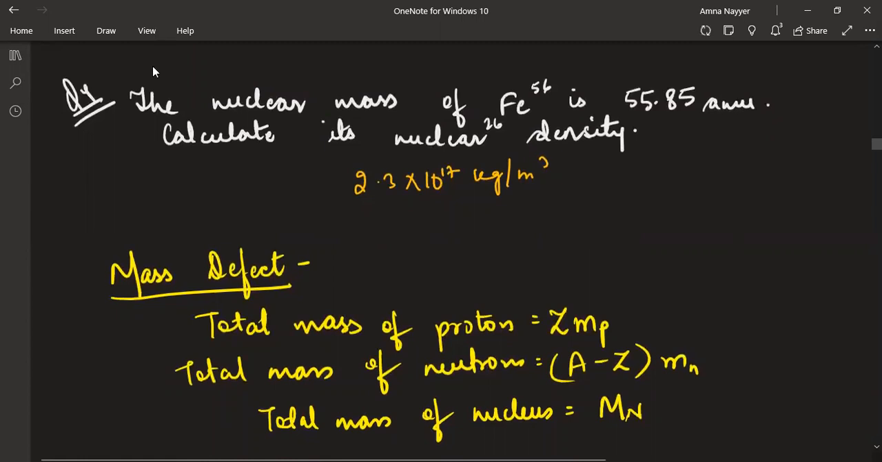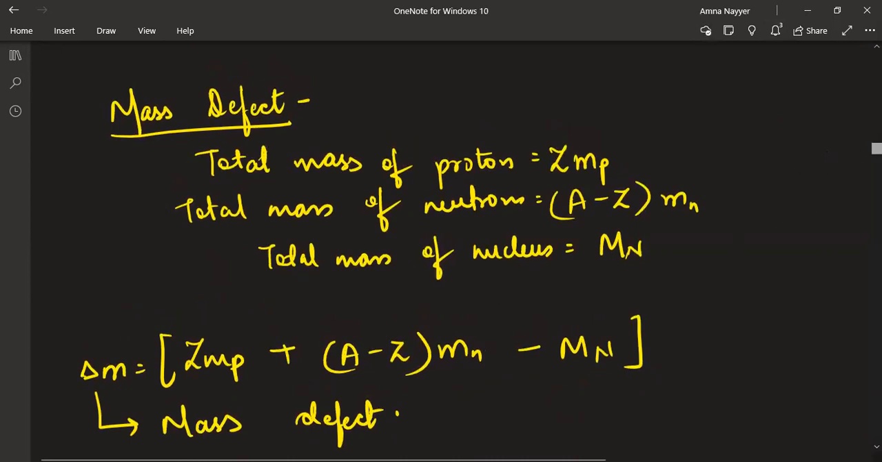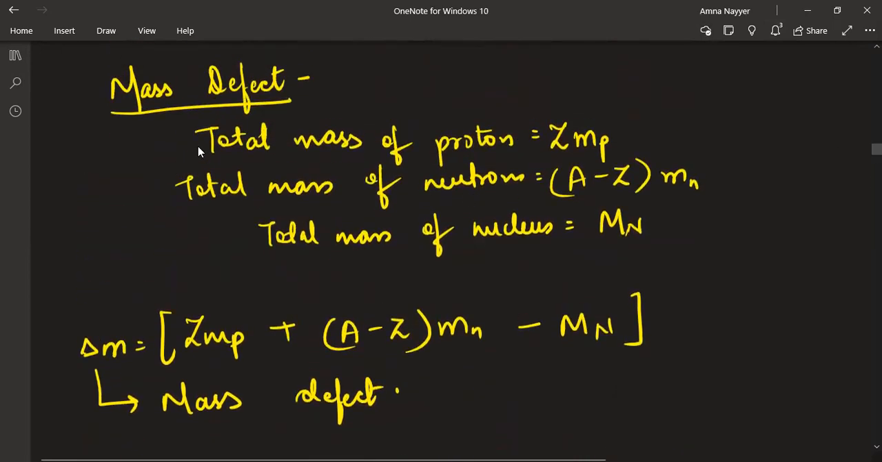Now see, mass defect means what? Mass defect has a very big formula, but I'll tell you how to write it. The total number of protons present is Z. Mass of a single proton is Mp. So total mass of protons will become Z Mp. Just go by the unitary method, one-liner.